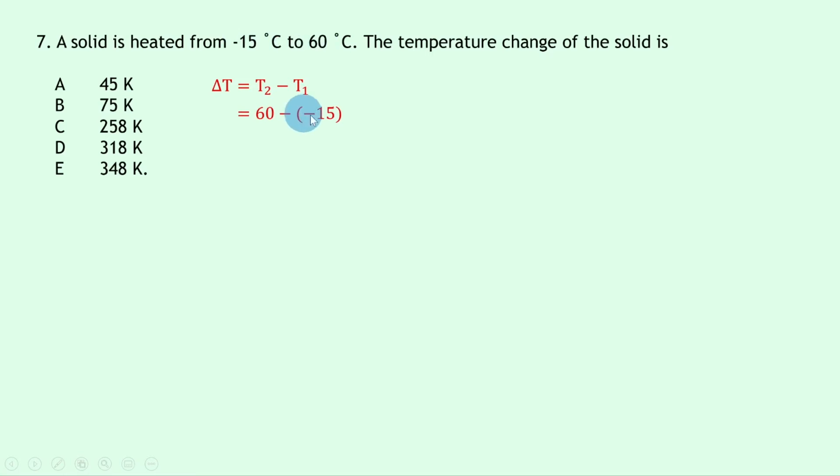or in other words 60 plus 15, which gives us a temperature change of 75 degrees Celsius, that means that our temperature change in Kelvin is going to be identical to that. So a change of 75 degrees Celsius is going to be the same as 75 Kelvin. So that gives us an answer of B.